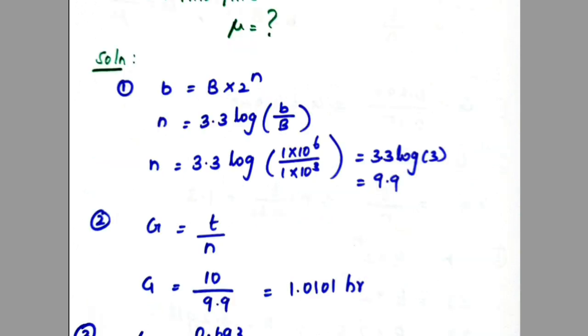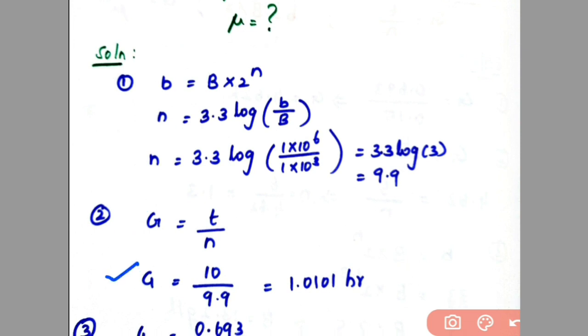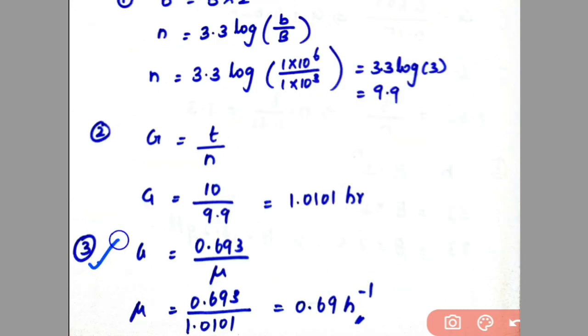Okay, from n you can calculate the generation time. So G is equal to T divided by n. T is the time interval, 10 hours, and n is equal to 9.9. So G is equal to 10 divided by 9.9, that is 1.0101 hour. Using this formula you can calculate the specific growth rate, that is generation time G is equal to 0.693 divided by mu. So specific growth rate mu is equal to 0.693 divided by G. G is 1.0101. So mu is equal to 0.693 divided by 1.0101, is equal to 0.69 hour power minus 1.